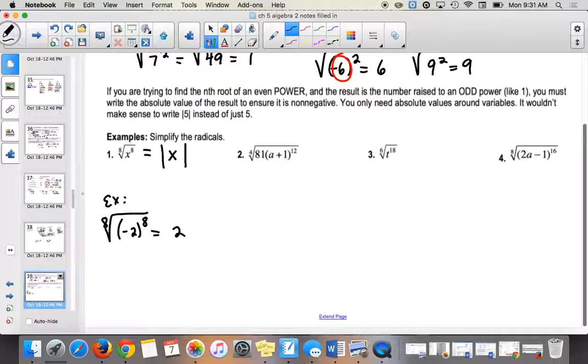The 4th root of 81, what is that? It's 3, right? Because it breaks into 9 and 9. And then 9 and 9 break into 3 times 3 times 3 times 3. Do your factor tree, right? So we have a 3 from that.